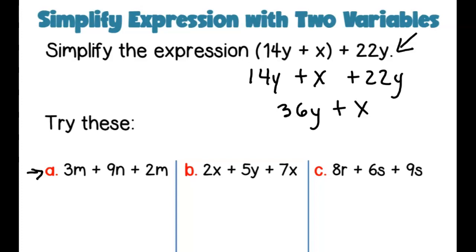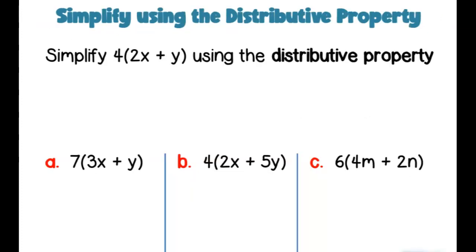We are going to look at the next way that we can simplify expressions, and it is through the distributive property. In a previous lesson, we talked about how to use the distributive property to simplify and create an equivalent expression. Just remember that that 4 outside of the parentheses means we're going to multiply it, and we need to multiply it by everything in the parentheses that distributes that 4. So we'll have 4 times 2x, which gives us 8x, and 4 times y, which gives us plus 4y.